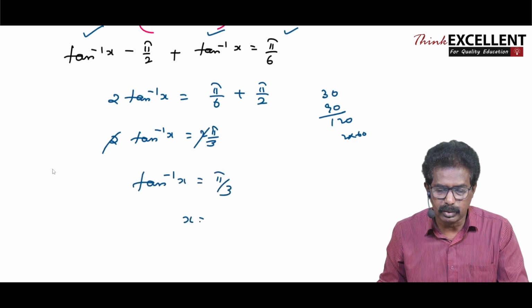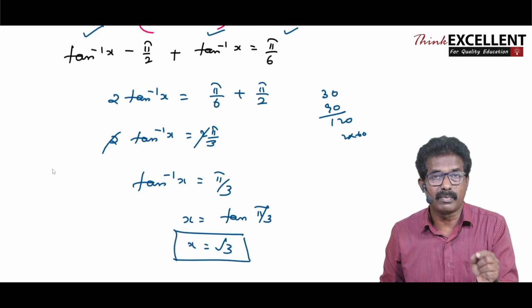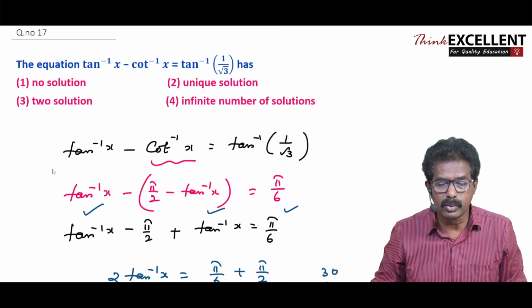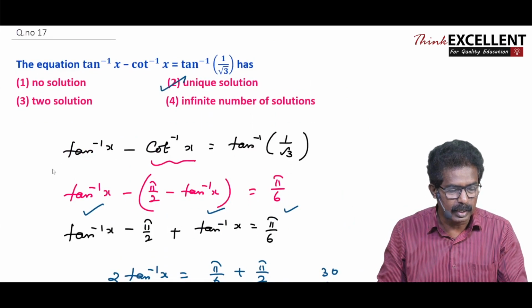So x is equal to tan pi by 3. Pi by 3 means 60, so tan 60 is root 3. You are getting the solution itself. The question is not to find the solution, but how many solutions there are. There is just one solution, so you can say it has a unique solution. Now next, question number 18.